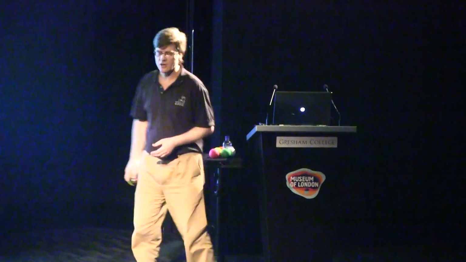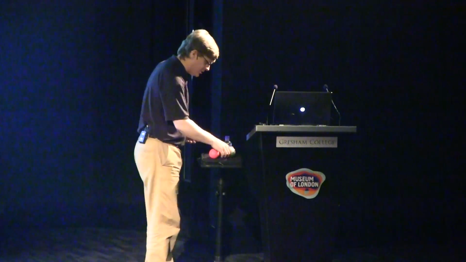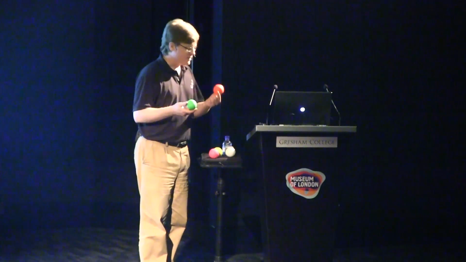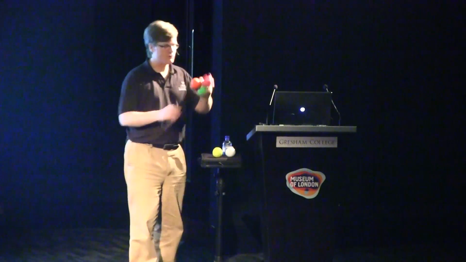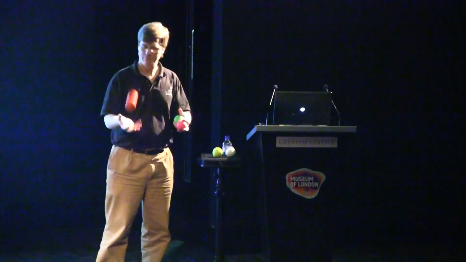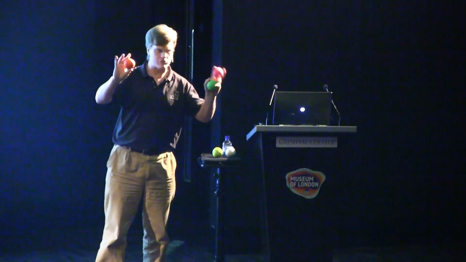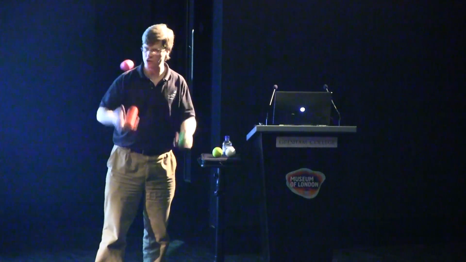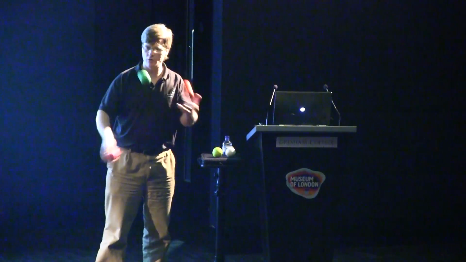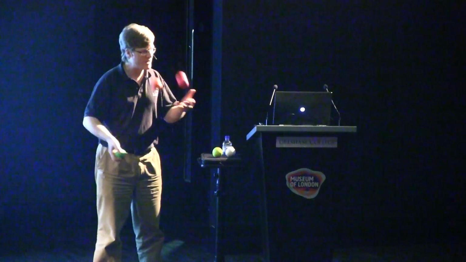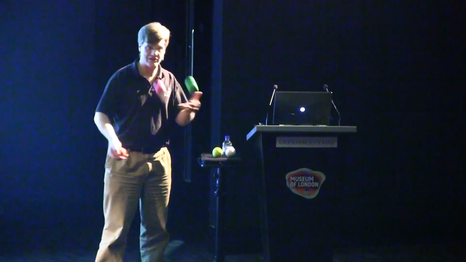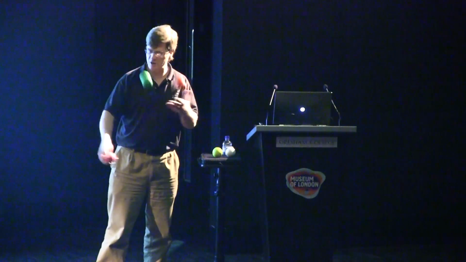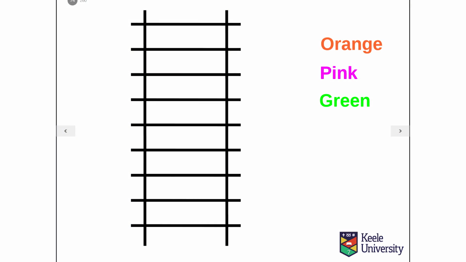So let's look at some juggling. I'm going to juggle with the orange, the pink, and the green. Orange, pink, and green. If you watch this hand, we'll get orange, then we'll get the pink and the green. Orange, pink, green. And if you watch the orange ball, you'll see that it does visit both hands. It doesn't stay in the same hand. That's important. But over here we get orange, pink, green, orange, pink, green.